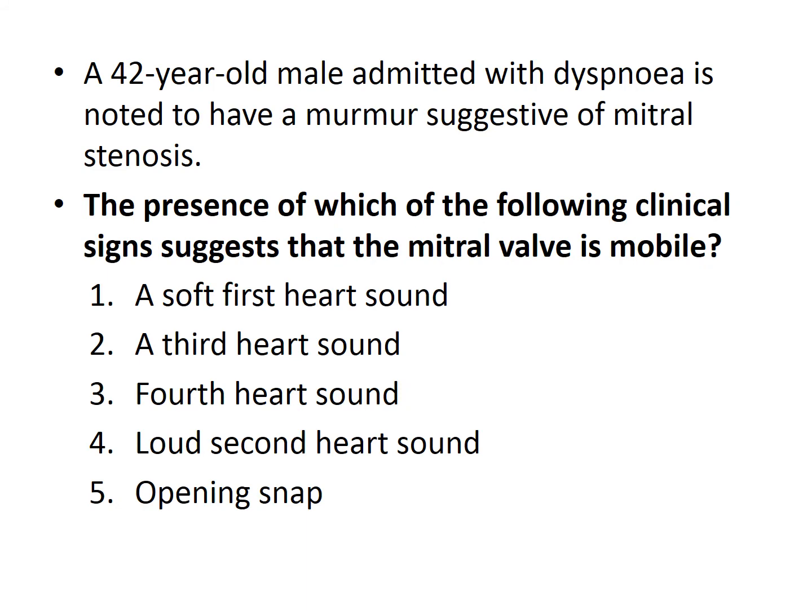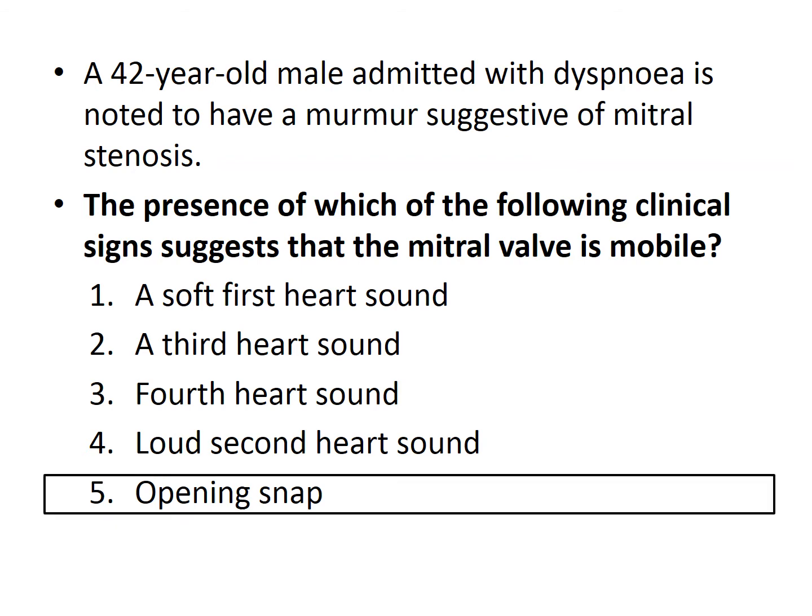Now a new question. A 42-year-old male admitted with dyspnea is noted to have a murmur suggestive of mitral valve stenosis. The presence of which of the following clinical signs suggests that the mitral valve is mobile: a soft first heart sound, a third heart sound, a fourth heart sound, loud second heart sound, opening snap? The correct answer is the presence of an opening snap.